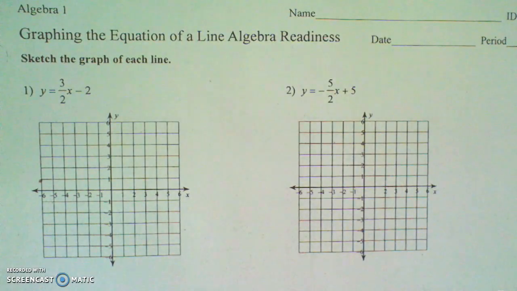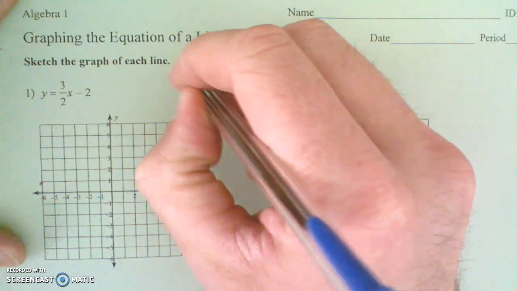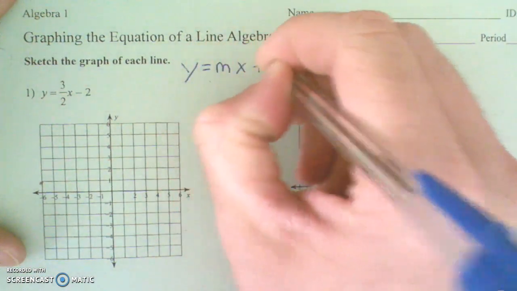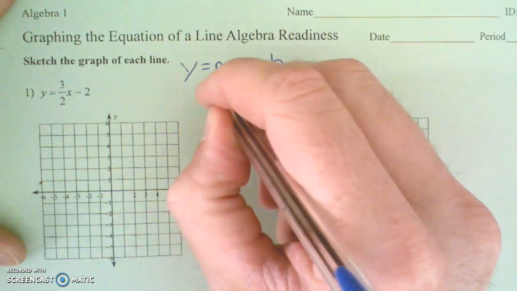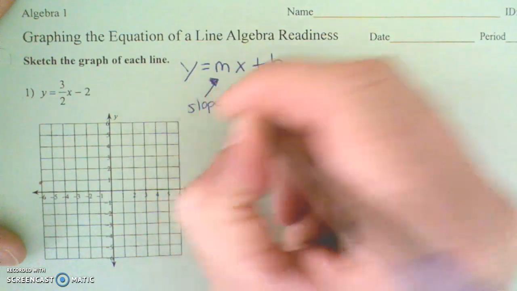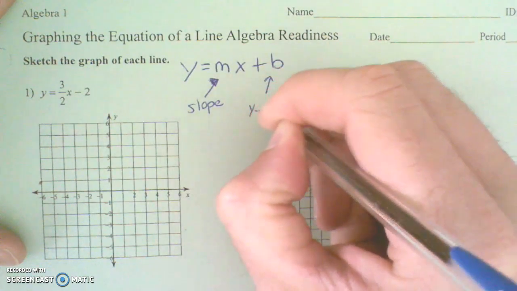Alright, today we're going to practice graphing the equation of a line, and we're going to practice using the slope-intercept form. So remember, slope-intercept is in the form y = mx + b. And we talked about this yesterday. The m stands for the slope, and the b is the y-intercept.